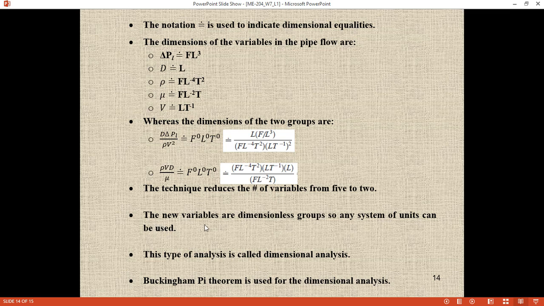The new variables are dimensionless groups, so any system of units can be used. If you use the SI system or the FPS system, the dimension doesn't change: length remains length, foot remains length, meter remains length. It doesn't matter which system of units you are using. This type of analysis is called dimensional analysis. To find the dimensionless numbers, the technique we use is called the Buckingham Pi theorem, which is used for dimensional analysis, and we will discuss it in the next lecture, inshallah. This is the end of today's lecture.